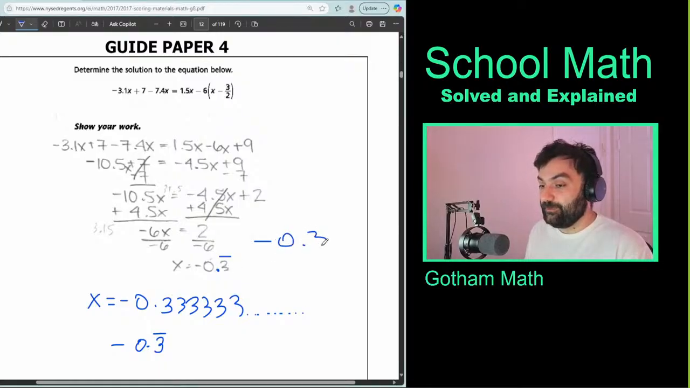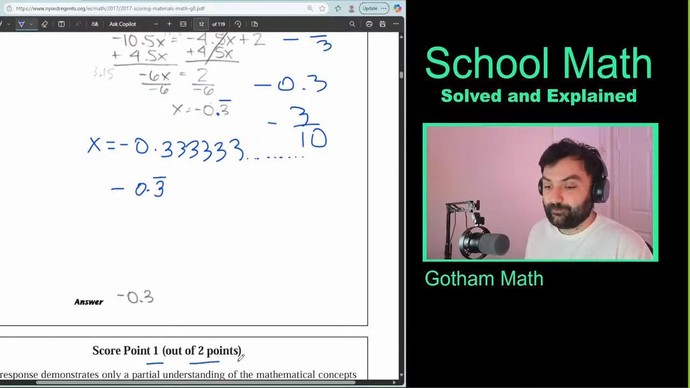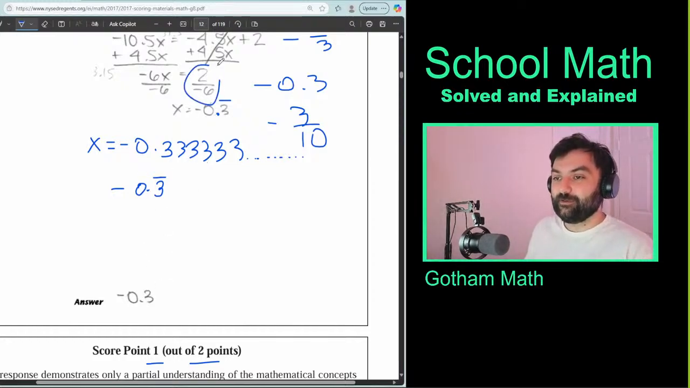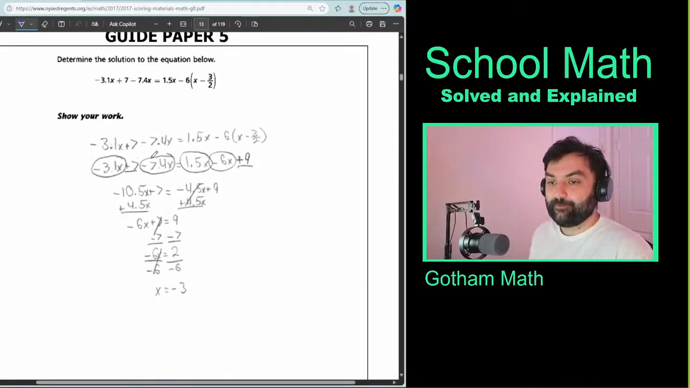So no such thing was done here, and that's technically a mistake, because negative 0.3 is not negative 1/3. It is negative 3/10, which is not our answer. So one should have stuck with the fraction. You have negative 2 over 6. Just make a fraction, or keep it as a fraction. All right.